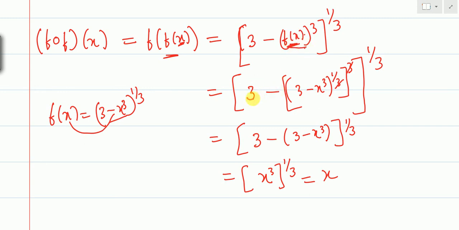That is nothing but 3 minus f of x, na, let us substitute again. 3 minus x cube whole to the power of 1 by 3, whole cube, whole to the power of 1 by 3. See how this came here.